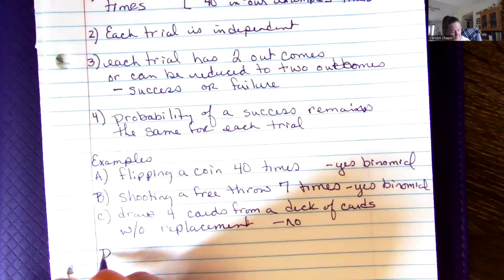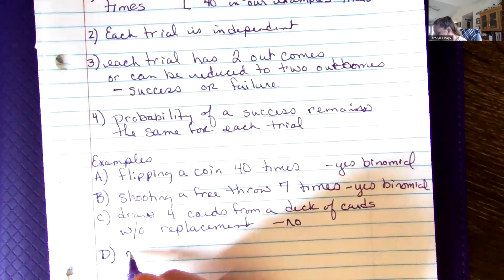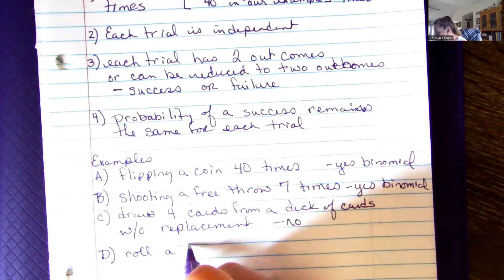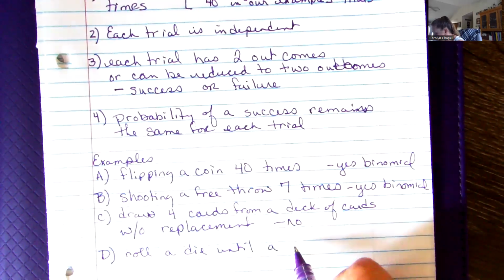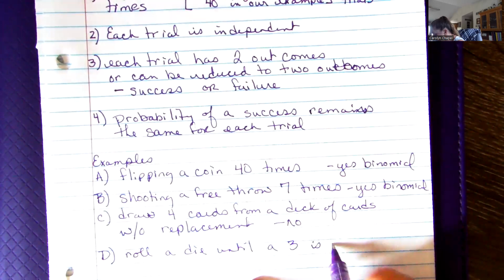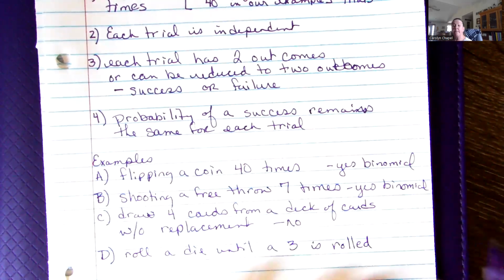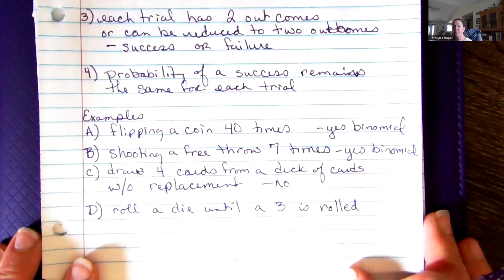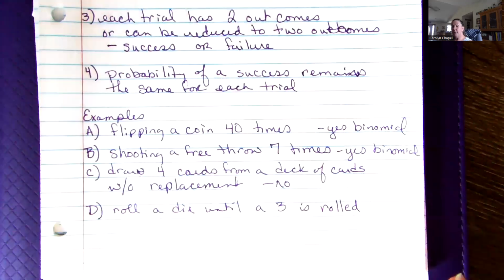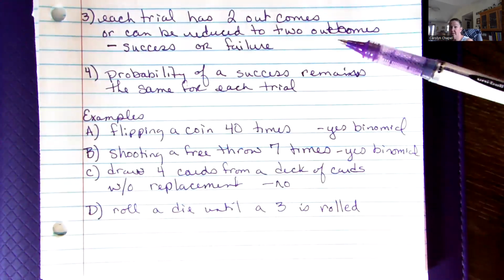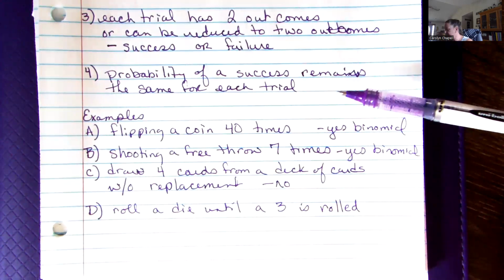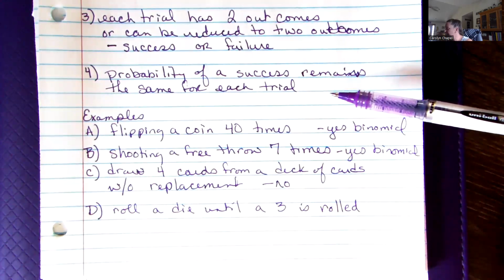Another example, roll a die until a 3 is rolled. Okay. Well, rolling a die and you're looking for a 3 could be considered each trial is independent. You could think of it as it has 2 outcomes. Probability of success is the same, 1 out of the 6.